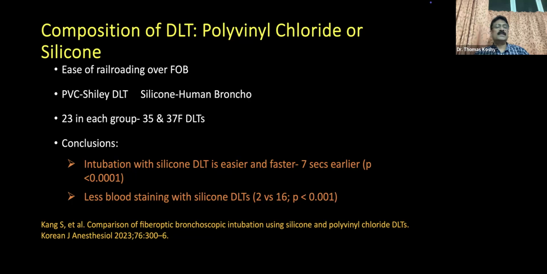They assigned 2 groups of 23 in each group. The tubes studied were 35 and 37, and they concluded that intubation with the silicone double lumen tube is easier and faster. You see it's only 7 seconds earlier, which is not significant. But what is important for us is that there is less blood staining with the silicone double lumen tube, that is 2 versus 60. So definitely one can think about switching to silicone, though it must be expensive, I perceive.